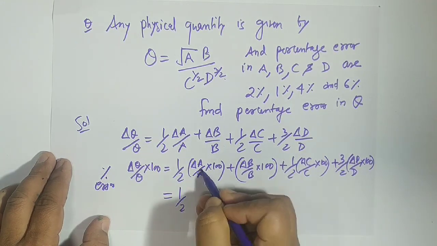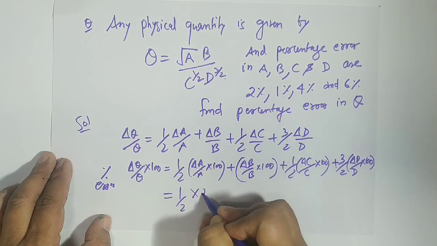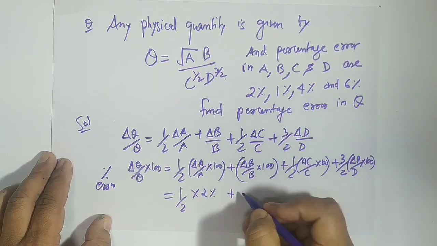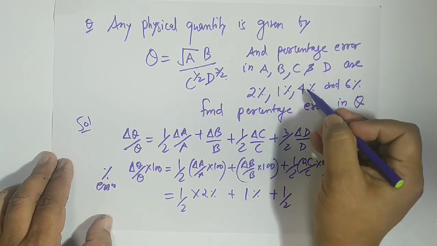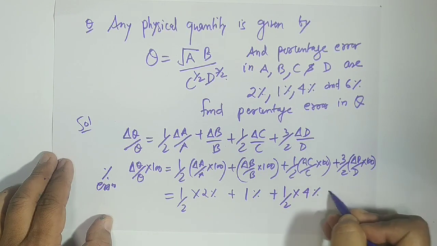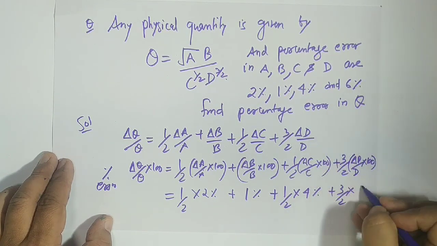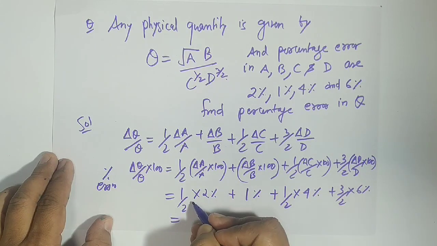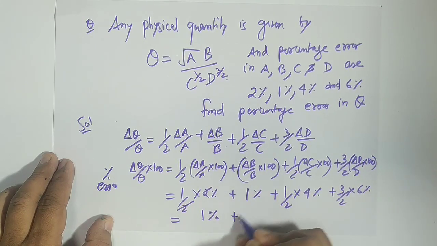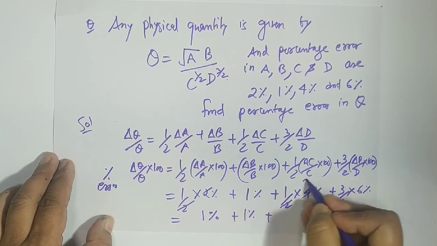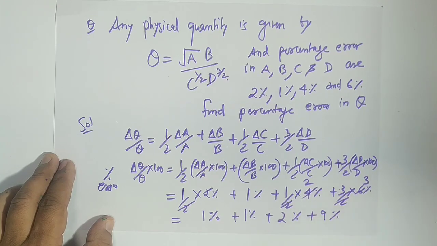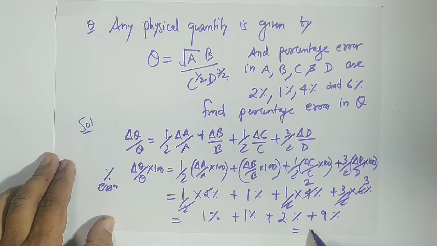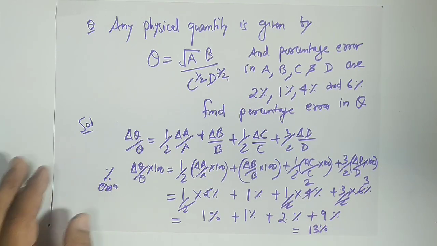So half, what is delta A by A into 100? It is 2%. Okay, then delta B by B into 100, it is 1%, and half, then delta C by C, that is 4%, and then 3 by 2, and that is what? 6%. So what you got is 1% from here plus 1% from here plus 2% from here, and 3 2s are 6, 3 3s are 9, plus 9% from here. Are you getting it or not? So 1, 2, 4 and 9, it is 13%. Are you getting it or not?